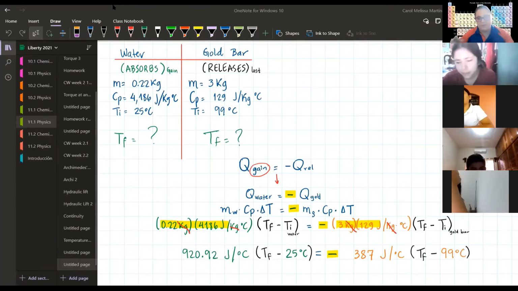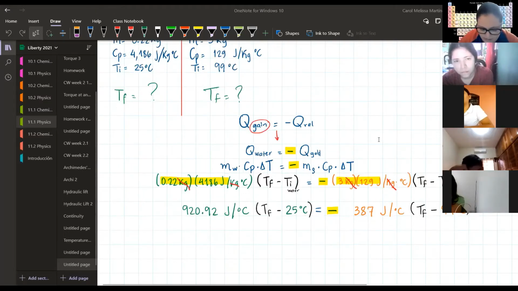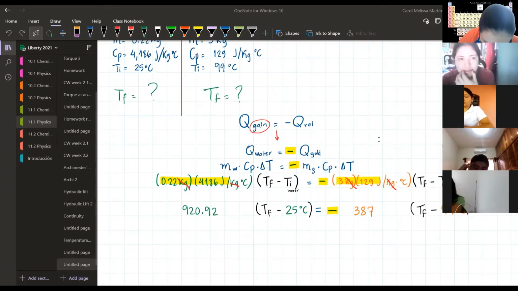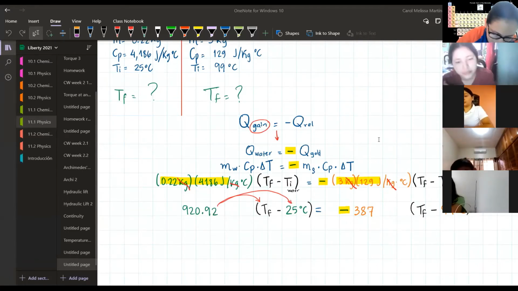Now, take a look. This is all you have so far, okay? So what I do is I pretend I don't have units. And here I see that I can apply the distributive property. And also, on the other side of the equation, I can apply the distributive property.